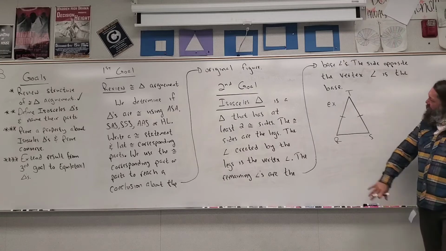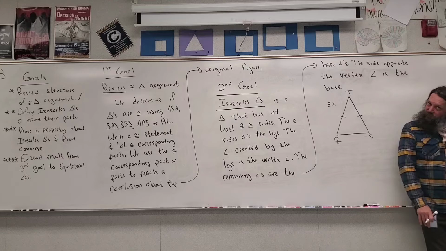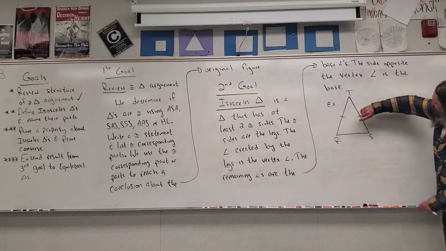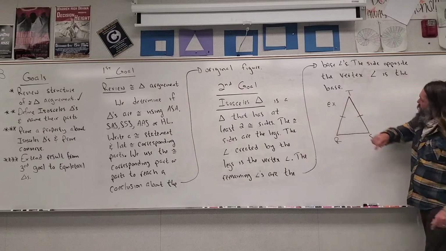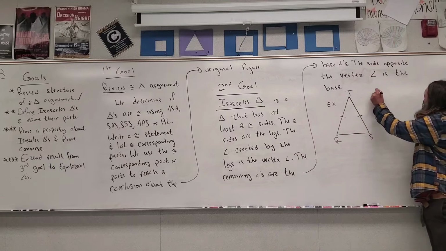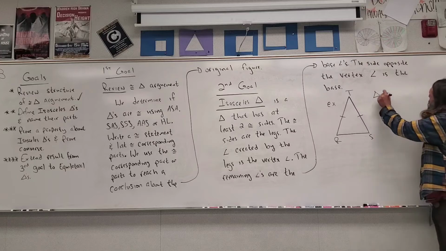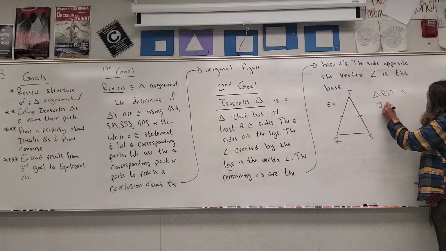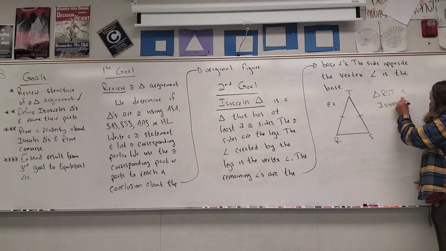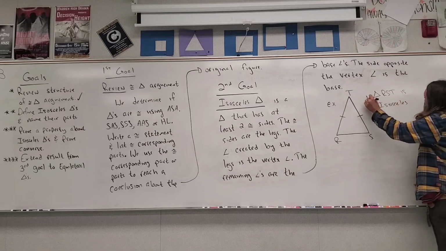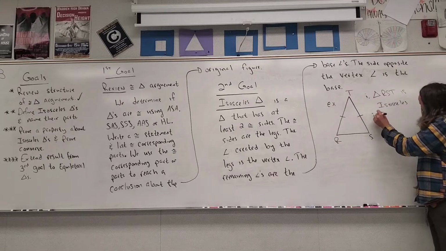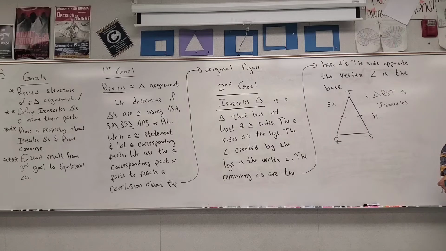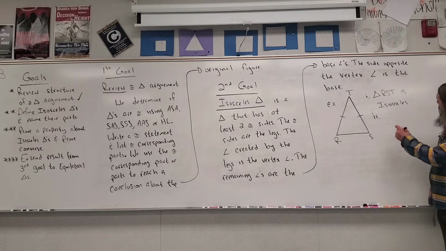So what I have here is an example of an isosceles triangle, and I know that this is an isosceles triangle because these congruent marks tell me that I have at least 2 congruent sides. So triangle RST is isosceles. I know that I have at least 2 pairs of congruent sides that are the legs. So side RT and side ST are the legs.